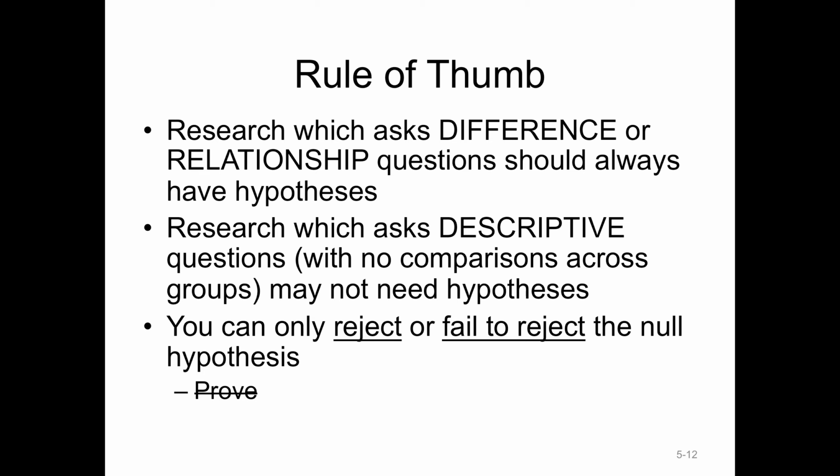So a rule of thumb, research which asks a difference or relationship, these kinds of questions should always have a hypothesis. So is there a difference in power output pre and post training? That's a difference question. So there must be a research hypothesis. Research which is descriptive with no comparison across groups may not need a research hypothesis.